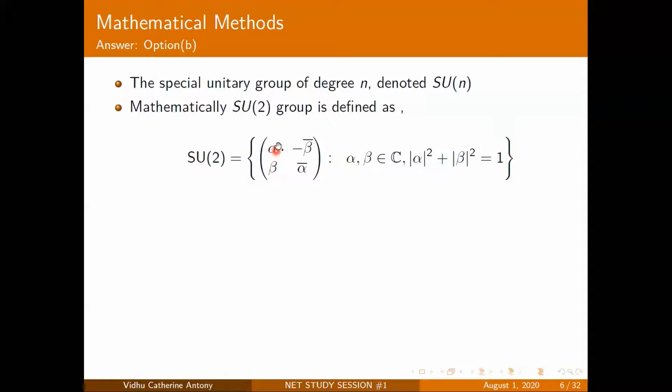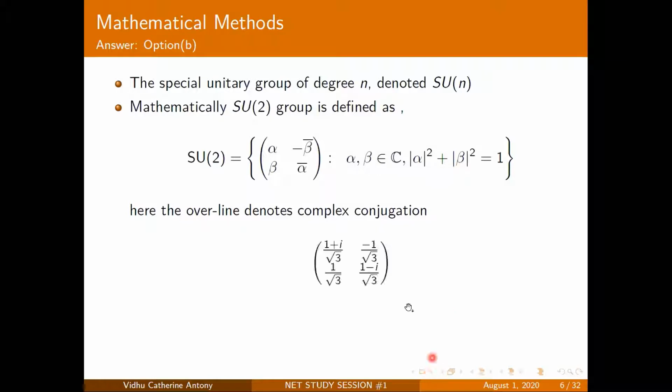So let's look at this. You have an alpha here, you have an alpha bar here, that's your complex conjugate. You have a beta here, you have a minus beta bar here, and whenever there is an over bar, it's basically a complex conjugate. Both of these alpha and beta should belong to the complex numbers, and the modulus of alpha squared plus the modulus of beta squared should give you 1.